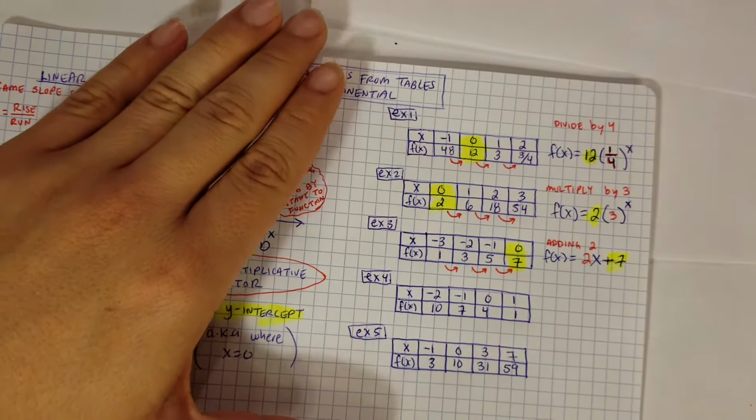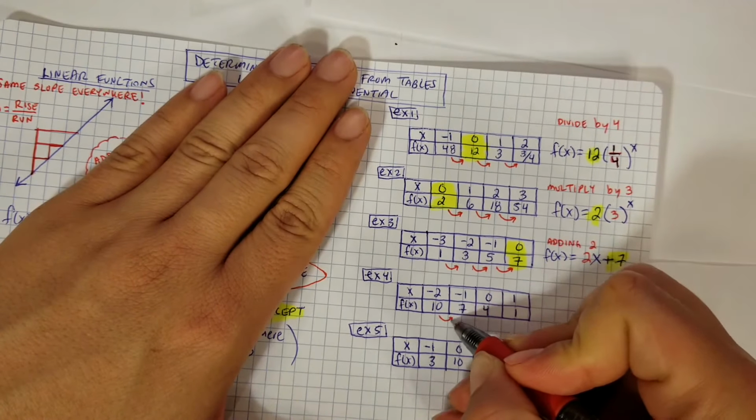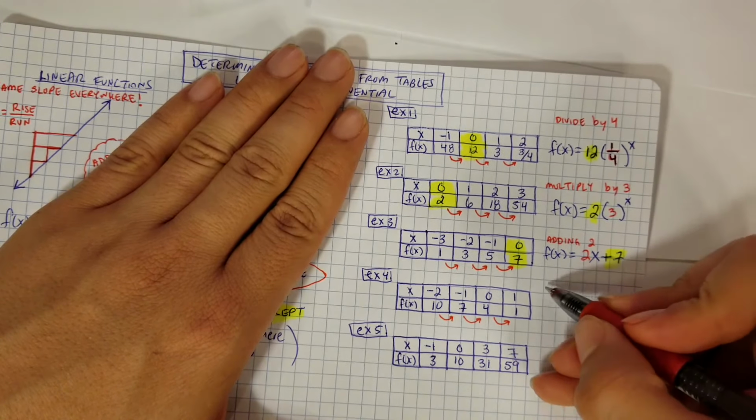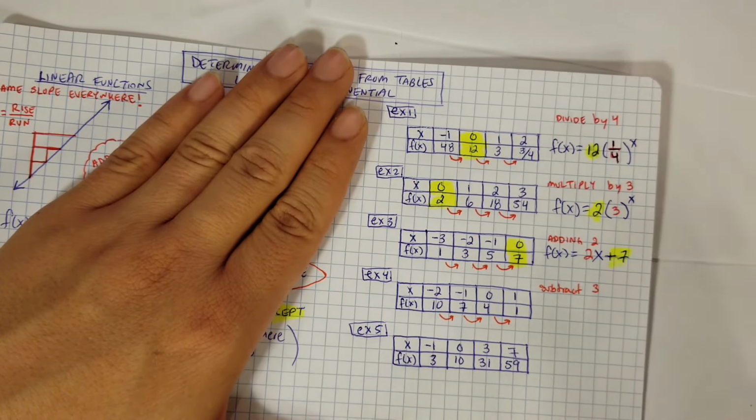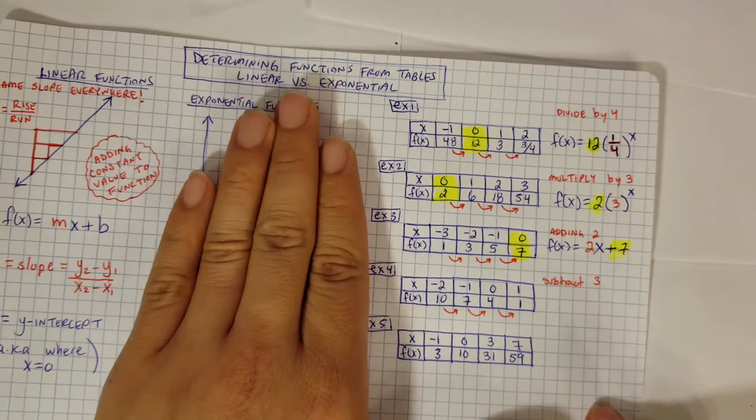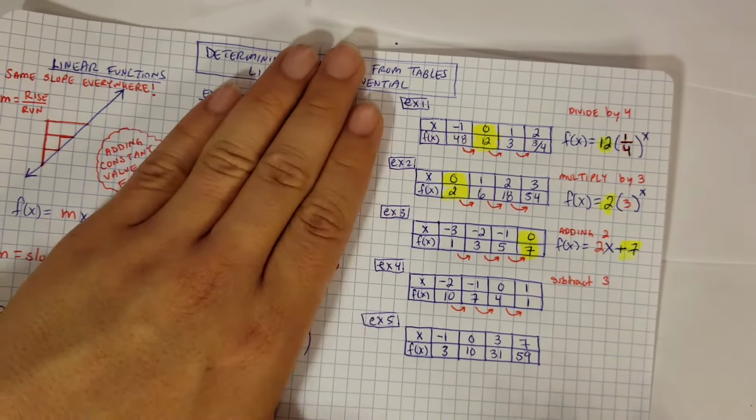Okay, let's do another one. So same idea. So from left to right, it's 10 turns into a 7, 7 turns into a 4, 4 turns into a 1. It looks like we are subtracting here. It looks like we're subtracting 3. So since we're subtracting, again, I'm not looking at this. I'm looking at y equals mx plus b, right? So that's going to be my function that I'm going to use.